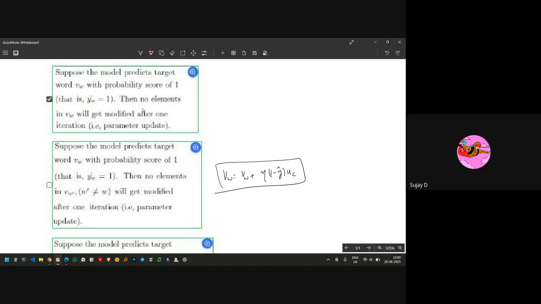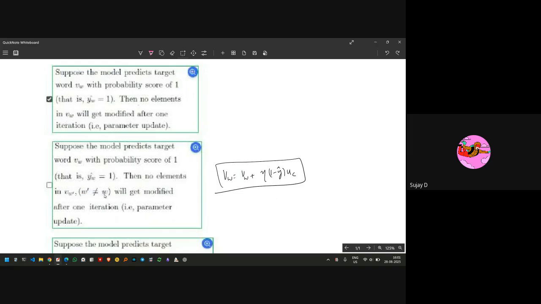Okay, here they are talking about the particular column. Here they are talking about a different column. A different column anyway doesn't depend on y equal to 1 or y equal to 0. No update will happen in different columns. The column which participated in the forward propagation only will get updated in the backward propagation. Okay, this is a different column.